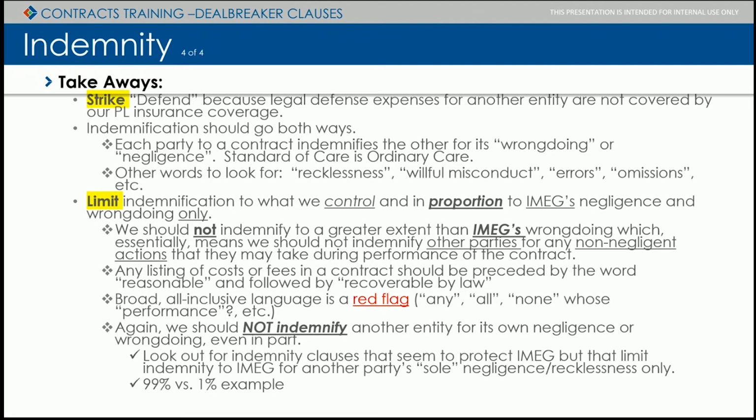And what that means from a conceptual standpoint is that the company we're indemnifying could be 99% negligent. And if we're 1%, that's not sole negligence. Therefore, we'd have to cover the whole claim. So that's a practical example of that word sole. Be on the lookout for it and why it really matters. All right. Questions on the takeaways? All right.